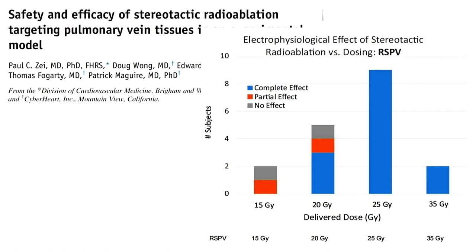This is another study from Zei. This is the one with the higher number of animals, 19 animals. And you can see that they tried 15, 20, 25, and 35 grays. They had good success only with 25 and 30. Using 20 gray, half of the animals were not completely ablated.